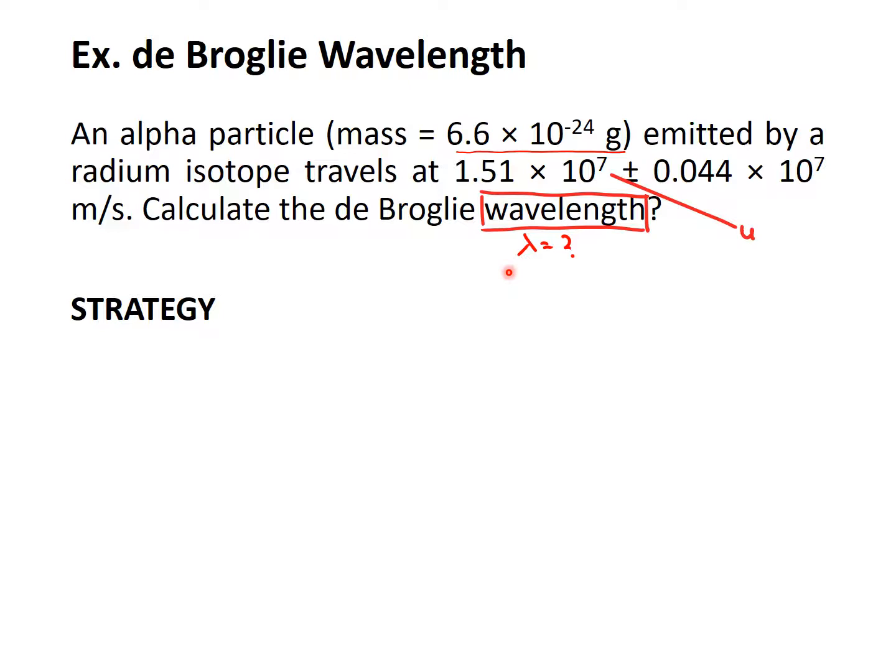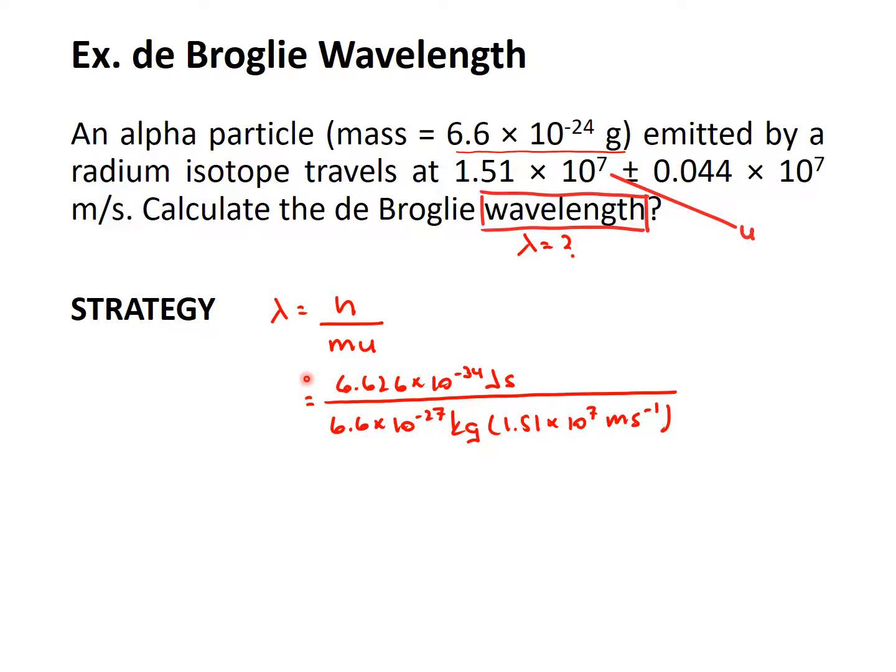So the strategy for solving this problem is to start with the de Broglie equation, which tells us that lambda equals h divided by mu, where m is the mass and u is the speed. Plugging these values into the equation, we see that we have 6.626 times 10 to the negative 34 joules times seconds, which is the value for Planck's constant. For the mass, we have 6.6 times 10 to the negative 27 kilograms. And for the speed, we have 1.51 times 10 to the plus 7 meters per second.